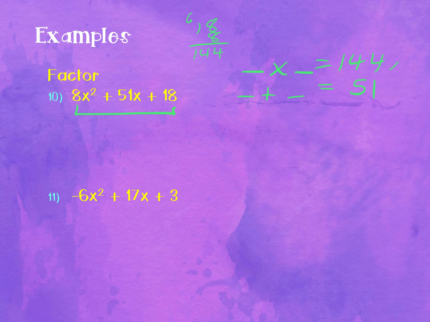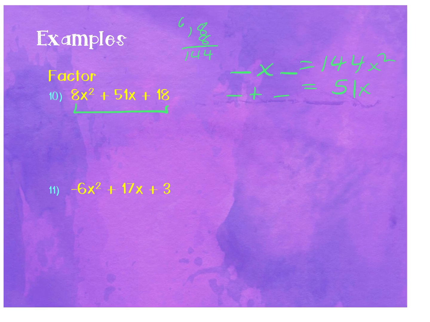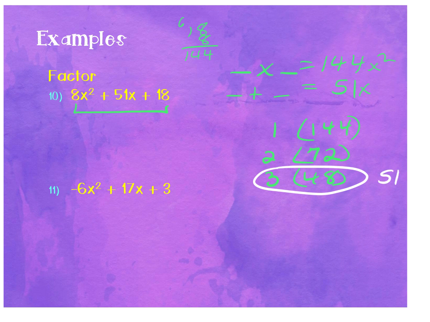All right, now I guess we could put the x and the x squared. Let's do that. So 144x squared. So let's start listing those factors. Now, notice they're both positive, so both signs in my factors are going to be positive. So 1 and 144, 2 and 72, and then 3 times 48. And this is going to be the combination I need. I don't need to go any further because 3 plus 48 gives me the 51.